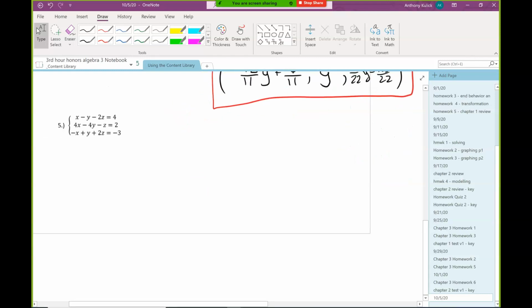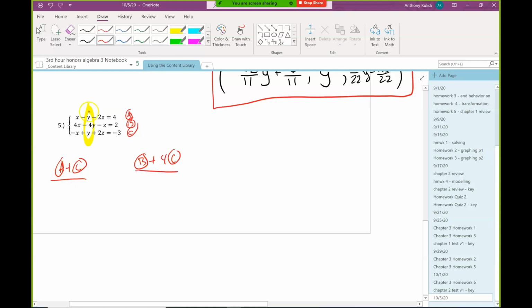So which variable did you choose to eliminate first? Okay. And how did you do that? I did A plus B. Okay. And then also A plus C, and then also B plus 4C.